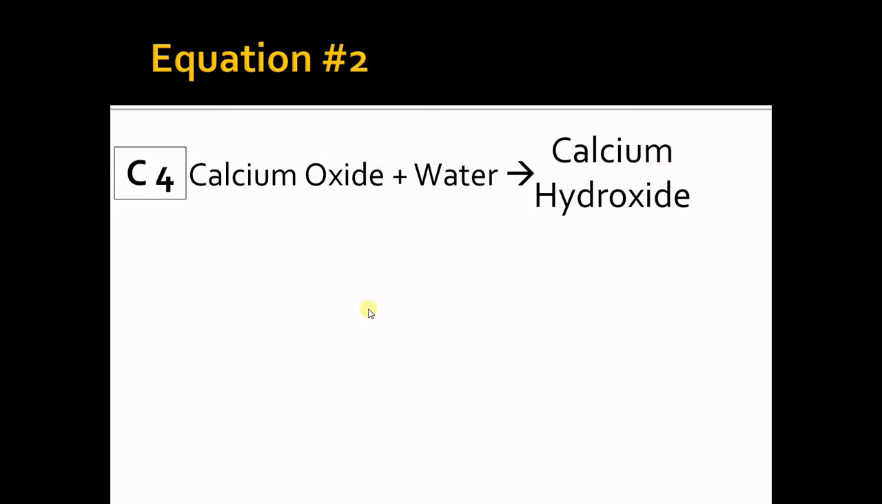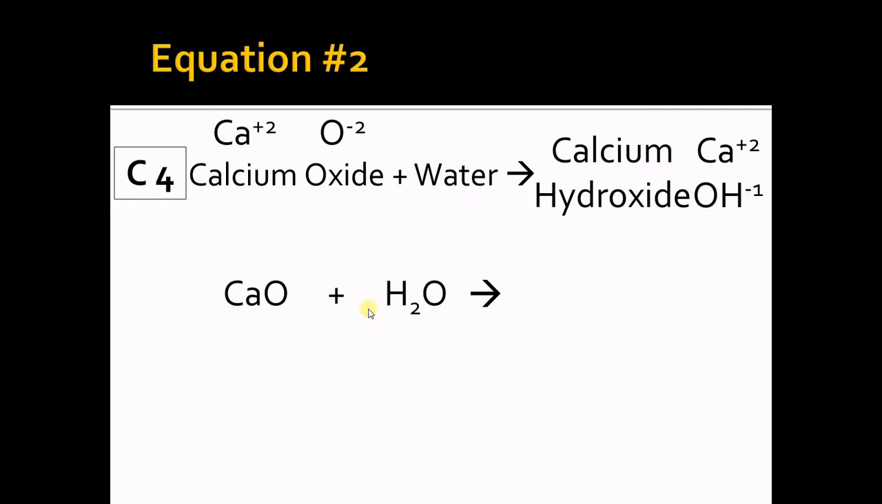So to write the formula for calcium oxide, calcium is a +2, oxide is a -2. Put them together and you get CaO. Water, write the formula for that, H2O. And then calcium hydroxide, calcium is a +2, hydroxide is OH -1. So when you write the formula for that, you're going to have Ca and then parentheses OH, close parentheses, and a 2. Last step is going through and balancing it.